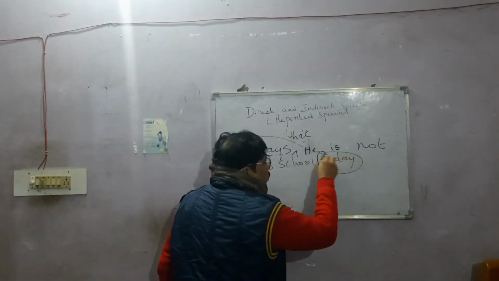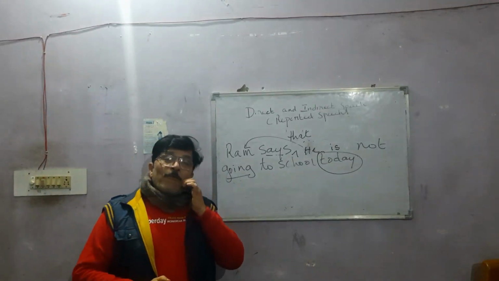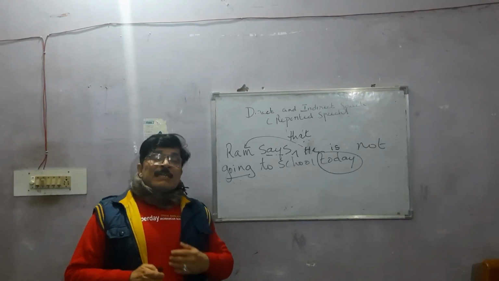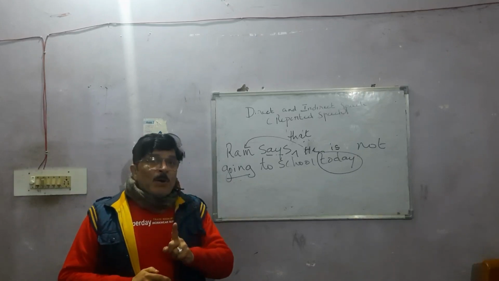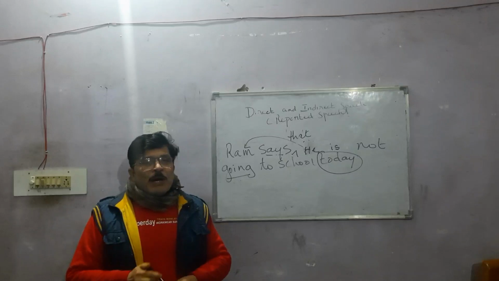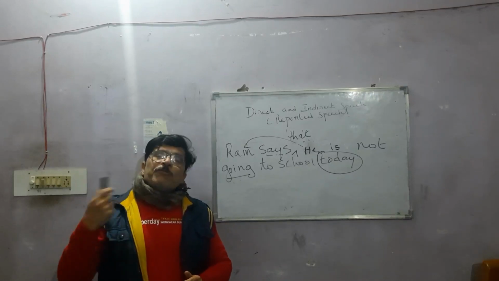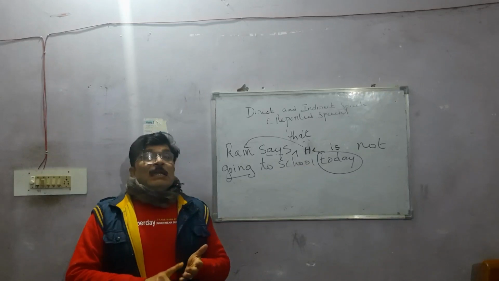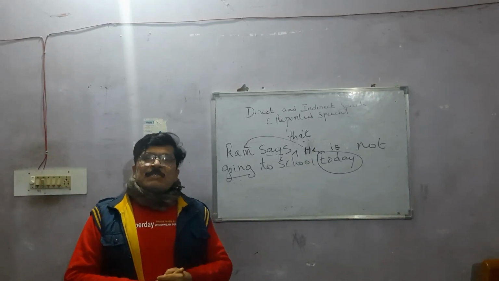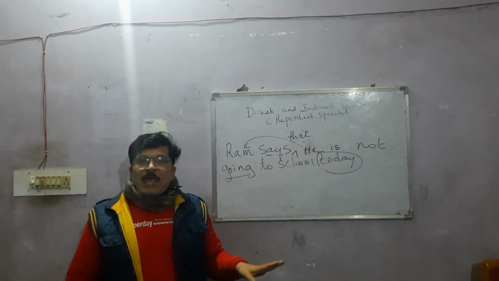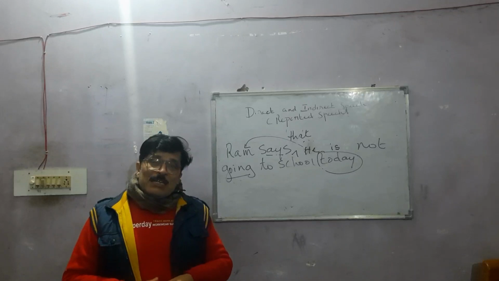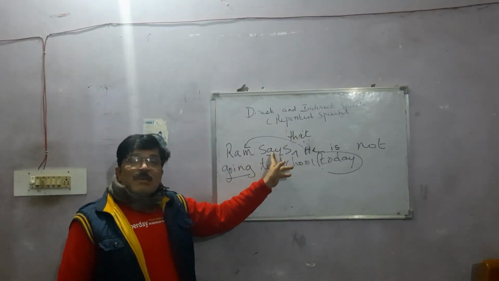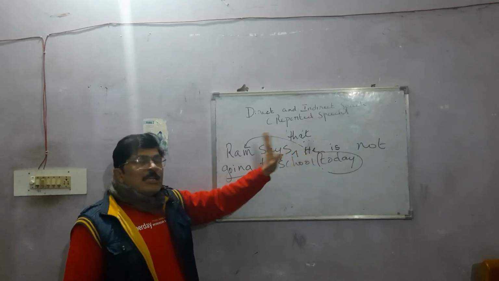Now, in the reported speech, today is an adverb of time. You know that when we are changing from direct to indirect speech, we change the adverb of time and place. But remember one thing, keep it in your mind. If the reporting verb is in present tense or the future tense, there will be no change in the tense of the reported verb and there will be no change in the adverb of time and place. So, today will be today. Please do not change it. Now, why are you not changing it? Because you're not changing the adverb of time because the reporting verb is in present tense.